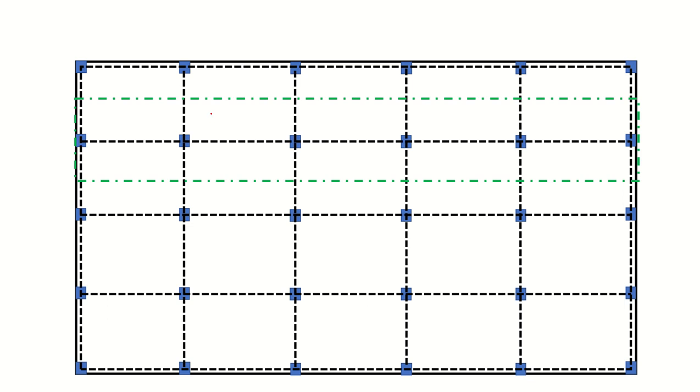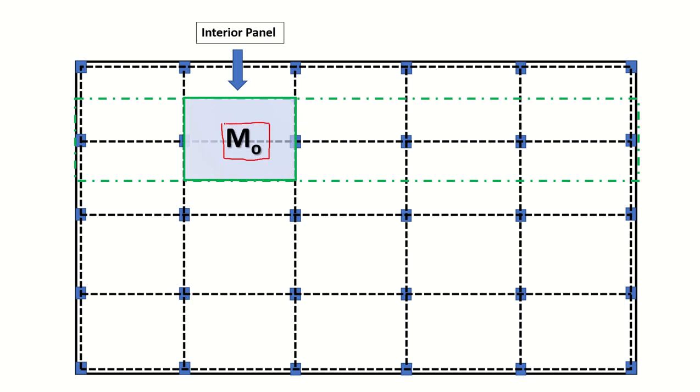Now if I consider this interior panel, what I have to do is find the moment. This is the most important thing: for a single panel there should be a single M naught. This M naught is for this entire panel, and I need to distribute it throughout the panel depending upon the stiffness of the panel, because the stiffness is lesser at this point and is maximum at this point, because of the presence of the columns.